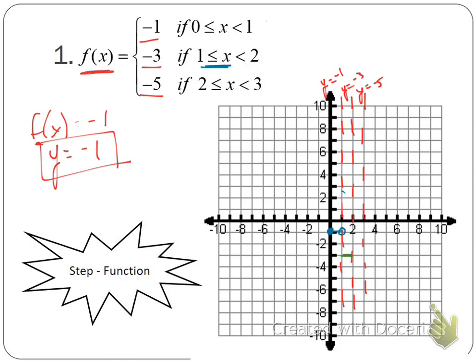And again, because of that inequality, x is greater than or equal to 1, we want 1 to be included in this part of the graph, so we're going to put a closed circle. But we do not want 2 on the x-axis to be part of this graph because that inequality is not "equal to." So we put an open circle where x is 2. And then between 2 and 3 on the x-axis, we want to show the graph y equals -5.